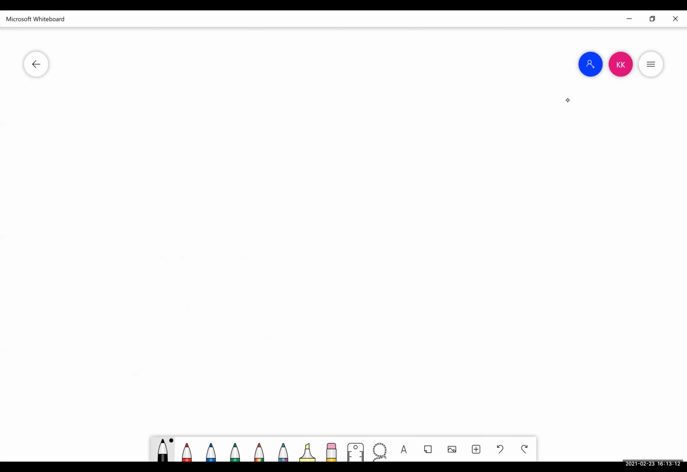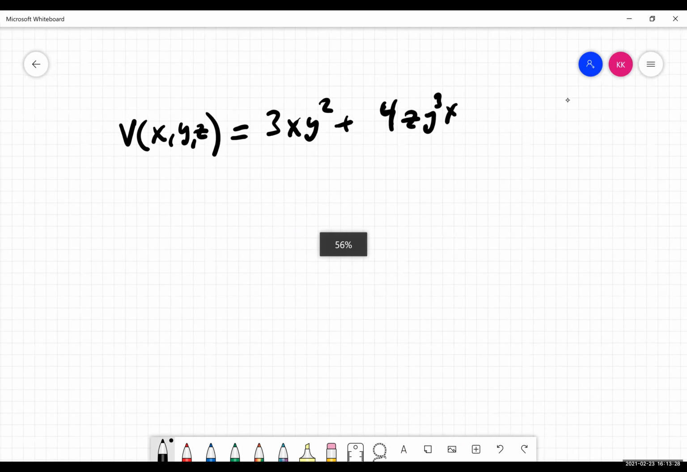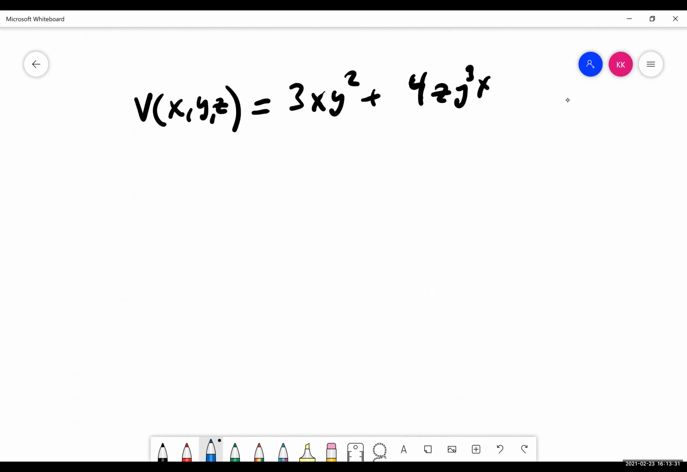All right, so let's say we have V as a function of x, y, and z that is equal to, for example, 3xy squared plus, let's say, 4zy cubed x, something like that. So then what we can do here is this. We're finding the electric field, but instead we're going to look at electric field in the x direction, electric field in the y direction, electric field in the z direction, basically finding components first.